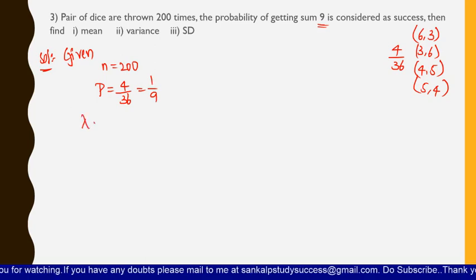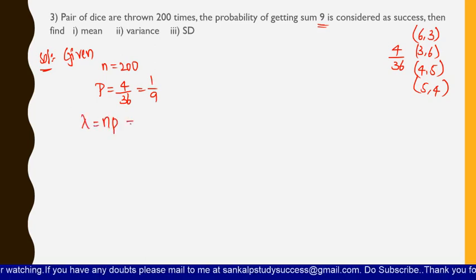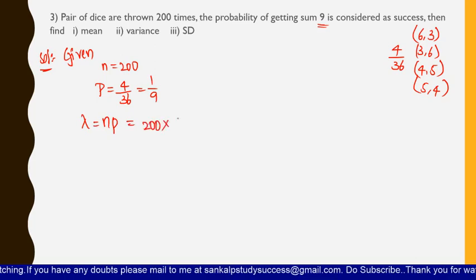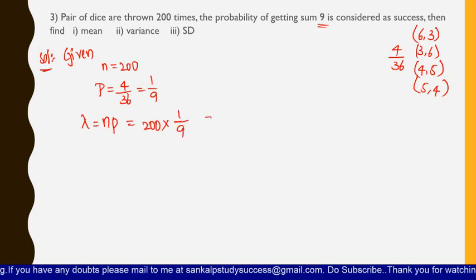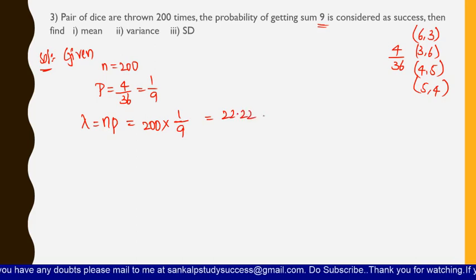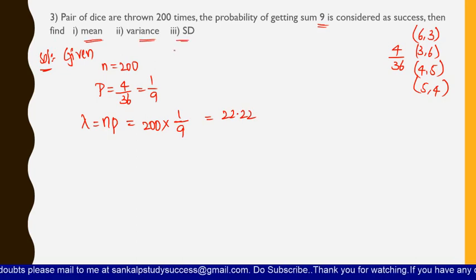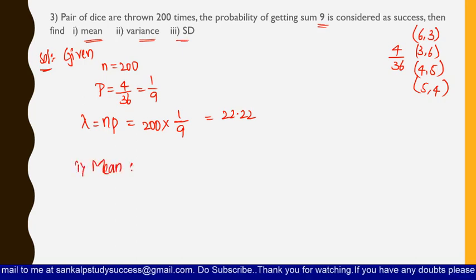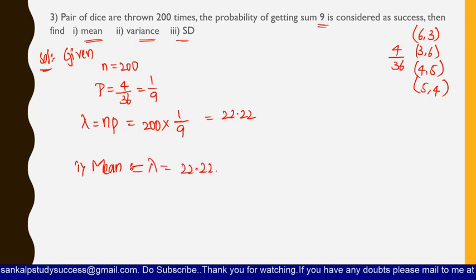Now you have to find lambda, which equals np, where 200 into 1 by 9. That means lambda value is 22.22. Then you have to find mean, variance and standard deviation. As you know, the first one is mean, which is the very easiest problem, because mean is nothing but lambda. Lambda value is 22.22. This is the mean.